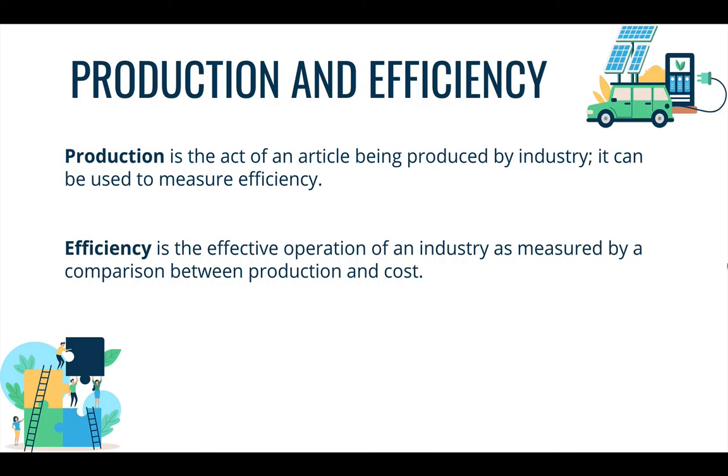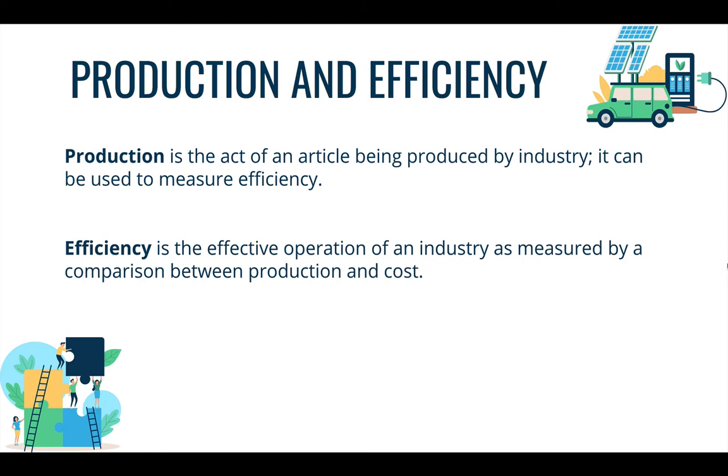So production and efficiency. First off, let's just define what we mean by that. The production is the actual act of making something or an article or whatever it is being produced by something in the industry. If you want to go really simple, the production is the actual making or the producing. And it can be used to measure efficiency. So the relationship is like how you produce. It can be used to measure how efficient you are.